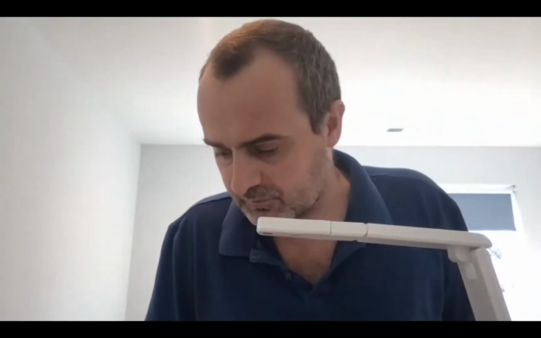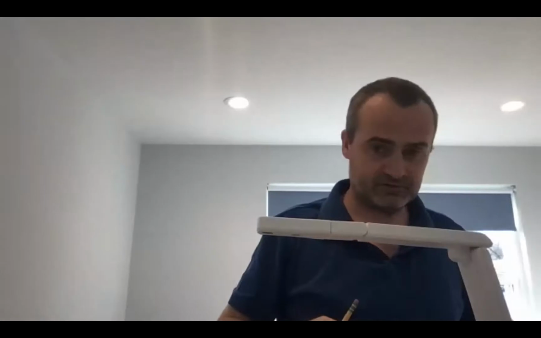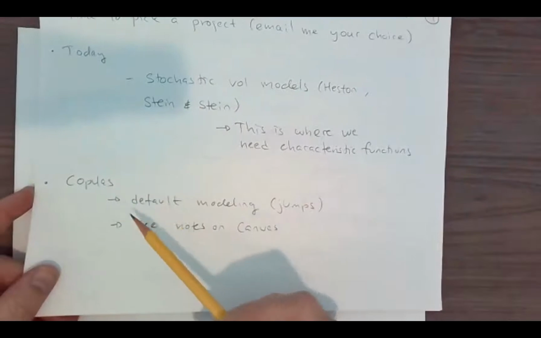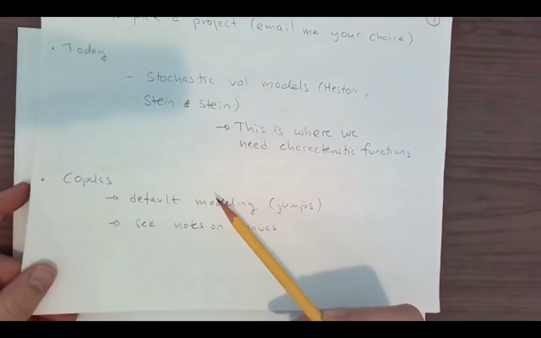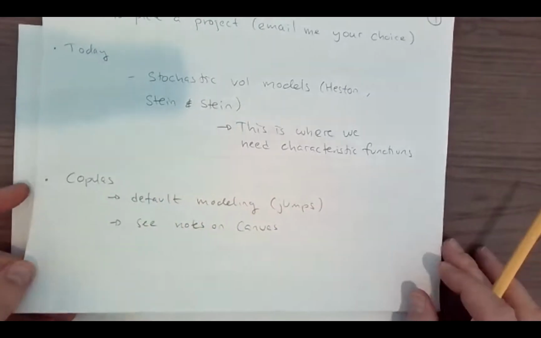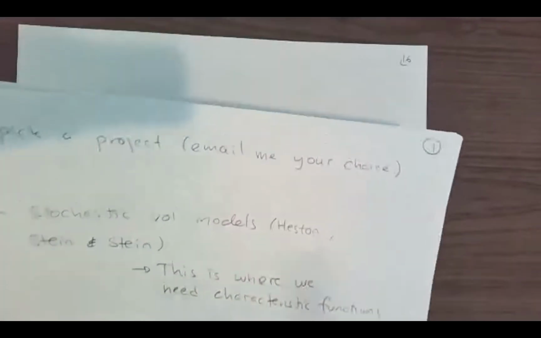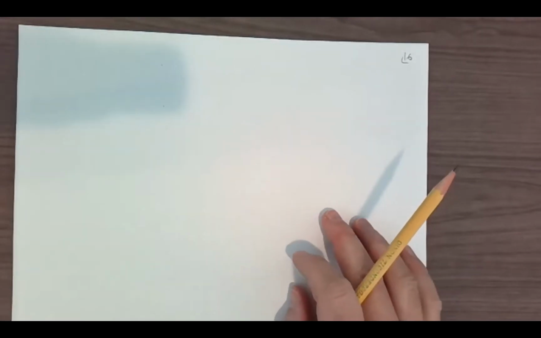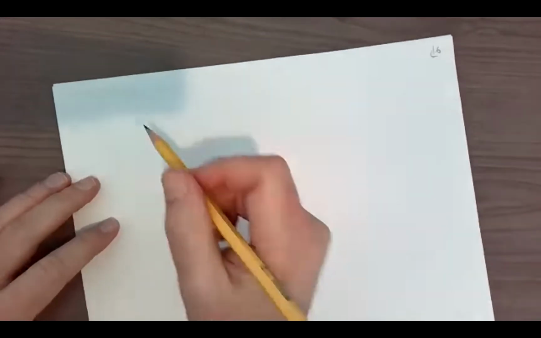So the next thing, or the last thing that I wanted to do is talk a little bit about copulas, and I should be down here now. How do we model defaults? We started talking about that last time when we did the CDS contract. So let's just recall.